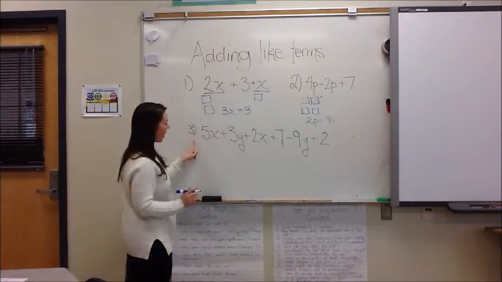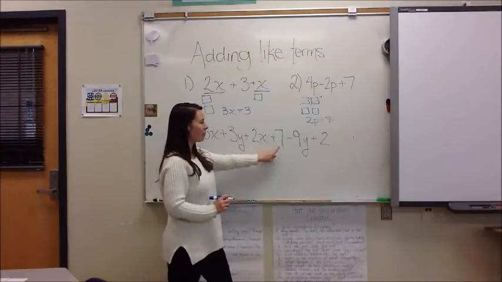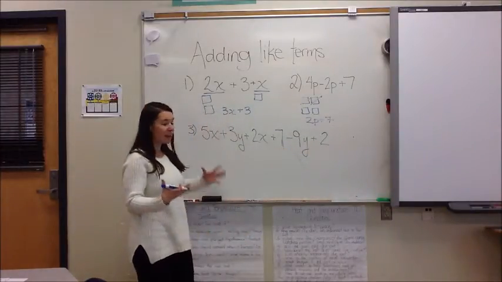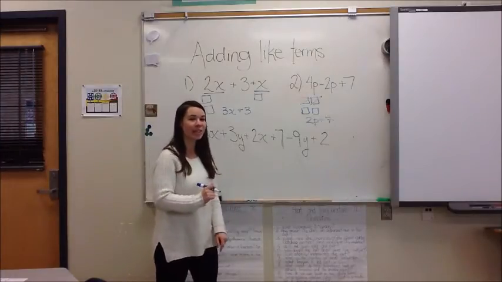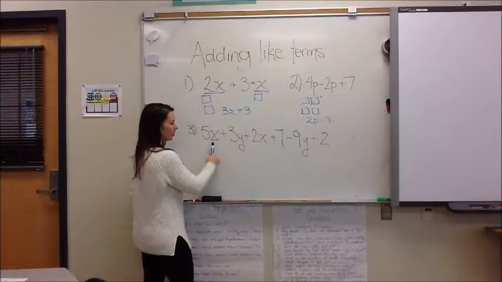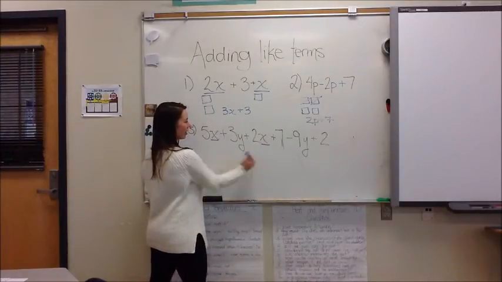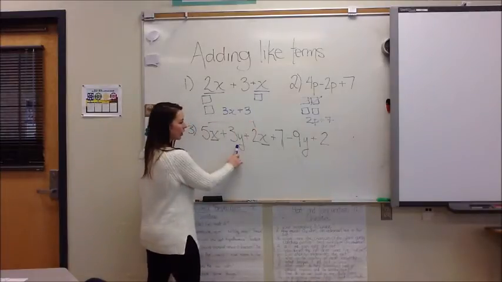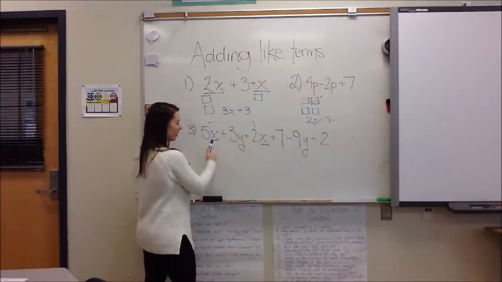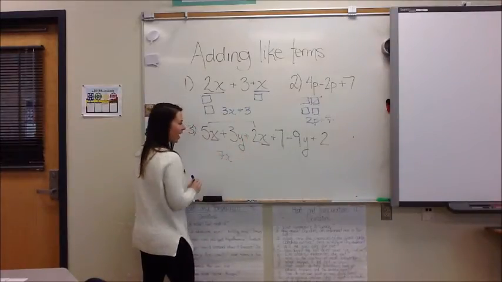Our last one we have is 5x plus 3y plus 2x plus 7, take away 9y plus 2. Okay, it's really long, but you're going to do the exact same thing. You're going to look at your variables. So let's first look at our x's. Okay, so we have 5x plus 2x. We're going to ignore our y's for now, because they have a different variable. So 5 plus 2 gives me 7x.